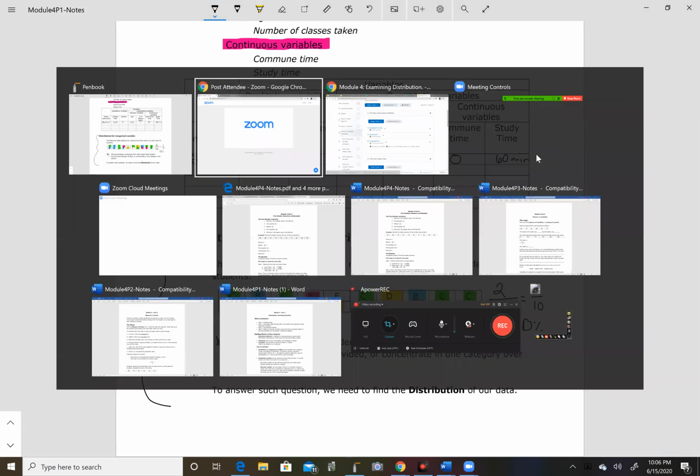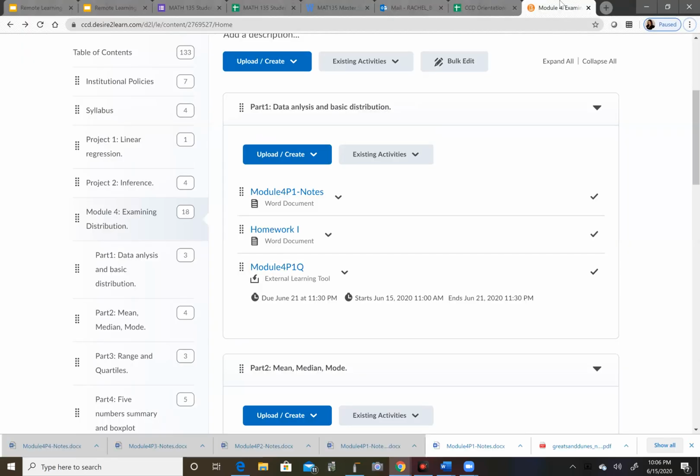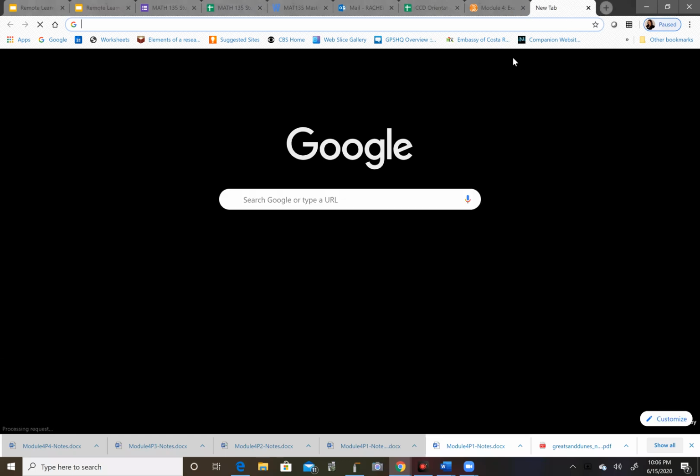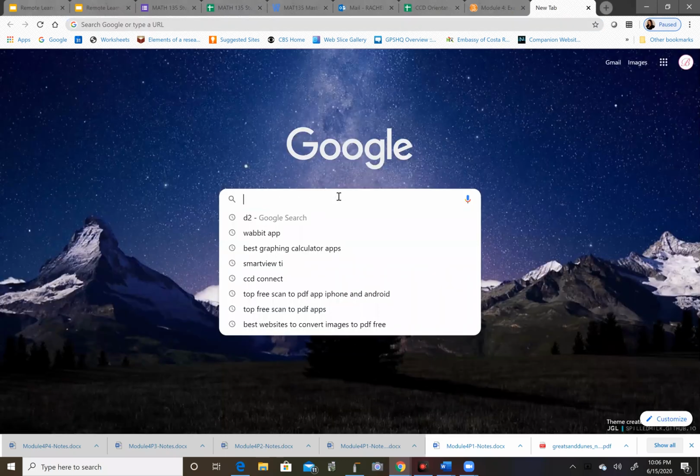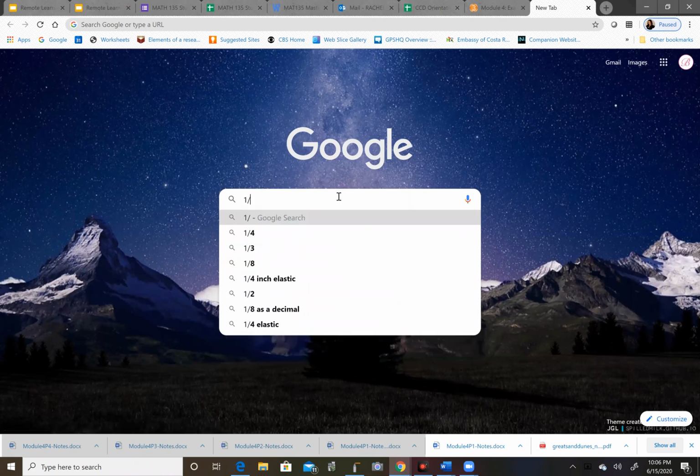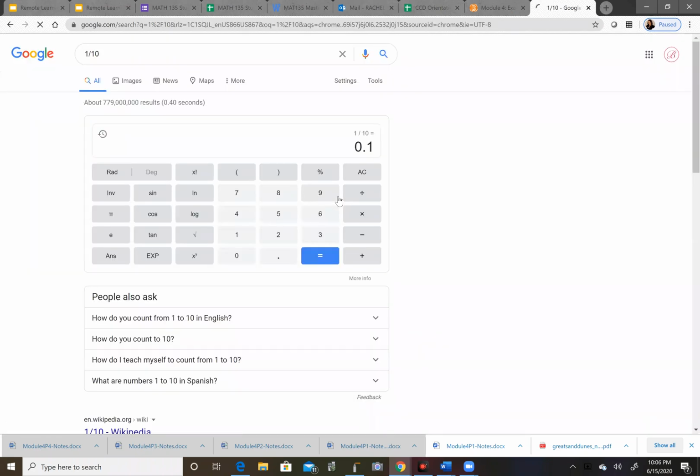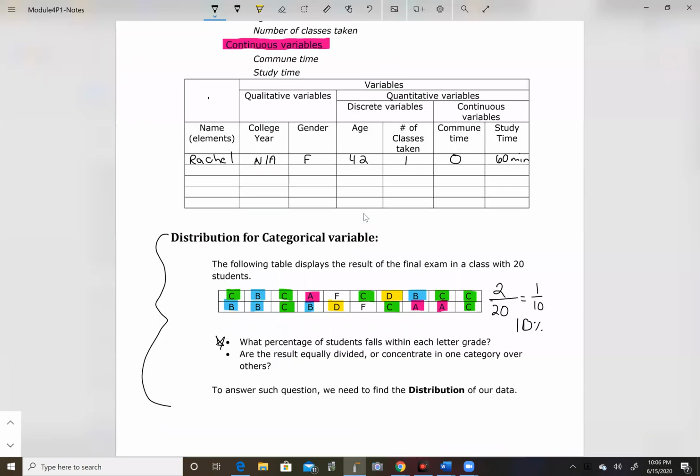I will just show you by going to the internet, and you would just type into your calculator 1 divided by 10. That gives you 0.1. But remember, when you're finding a percent, you need to multiply that by 100. Okay, and it gives us 10%. 1/10 is 10%. That was for our F's. So 10% of the students received F's.